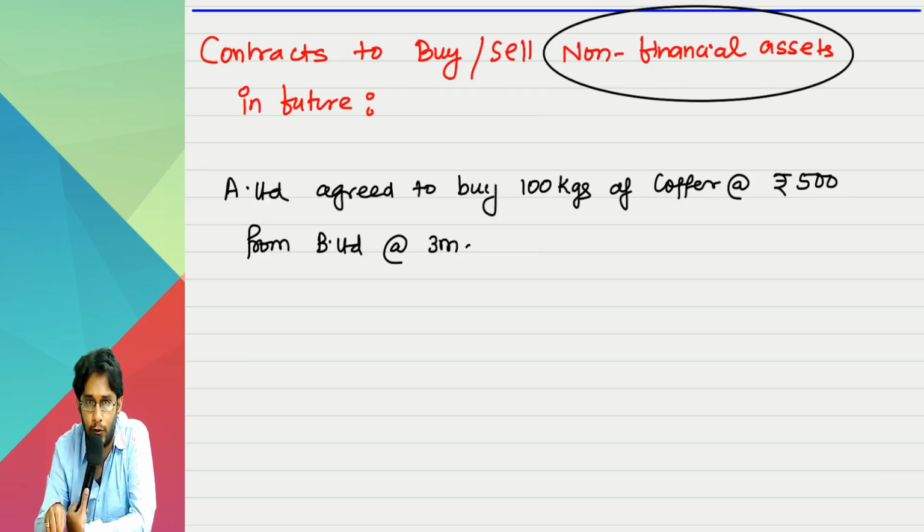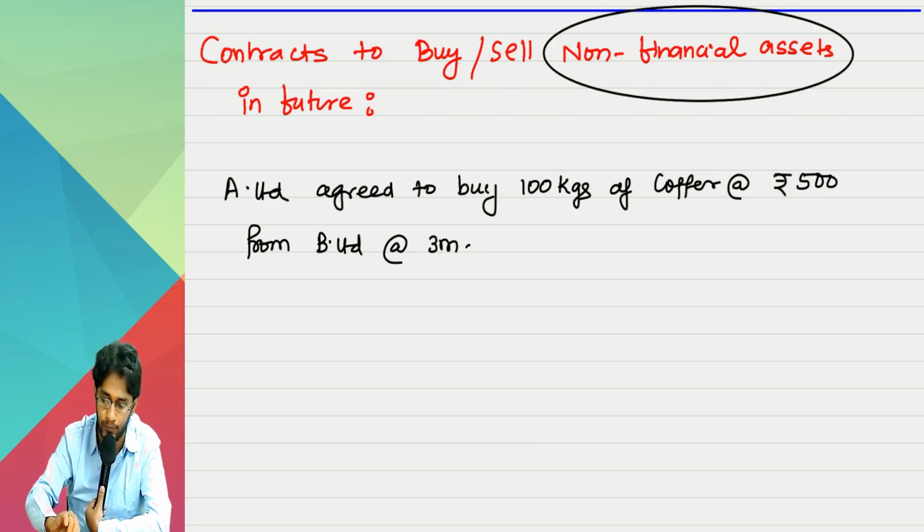Because it's a contract entered today to buy or sell something on a future date. Price is already locked today. Definitely this is a forward contract. That means it's a pakka derivative. Derivative accounting is specified in the standard, but there are some derivatives which are not covered under the standard. That's exactly what we are looking at right now.